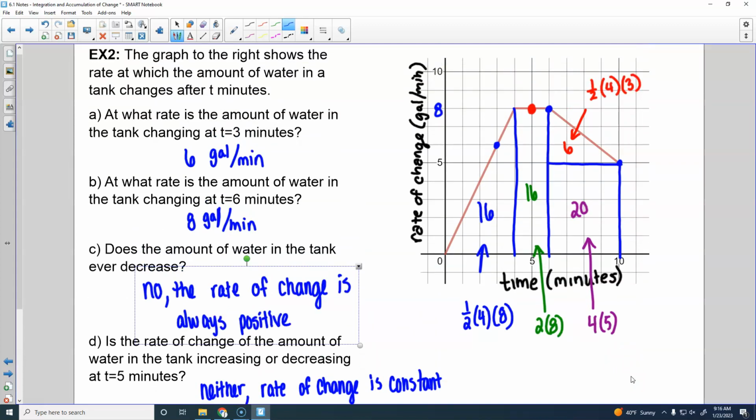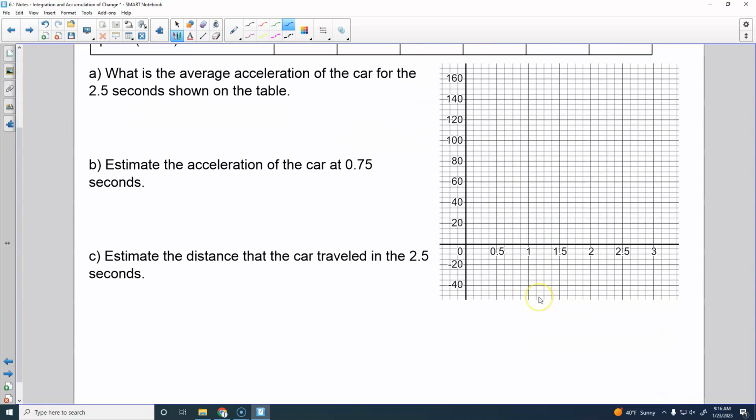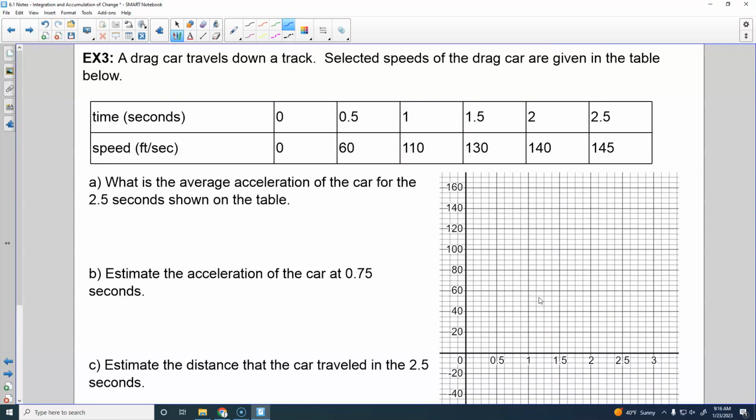Okay, questions? So, similar idea as the velocity, but a different application. We're not really dealing with velocity here, right? We're dealing with rate of change of something different. Okay, so a drag car travels down a track. Selected speeds of the drag car are given in the table below. And it's going to ask us several different things, and I put a graph over here so that we could graph these to kind of help us see if we wanted to.